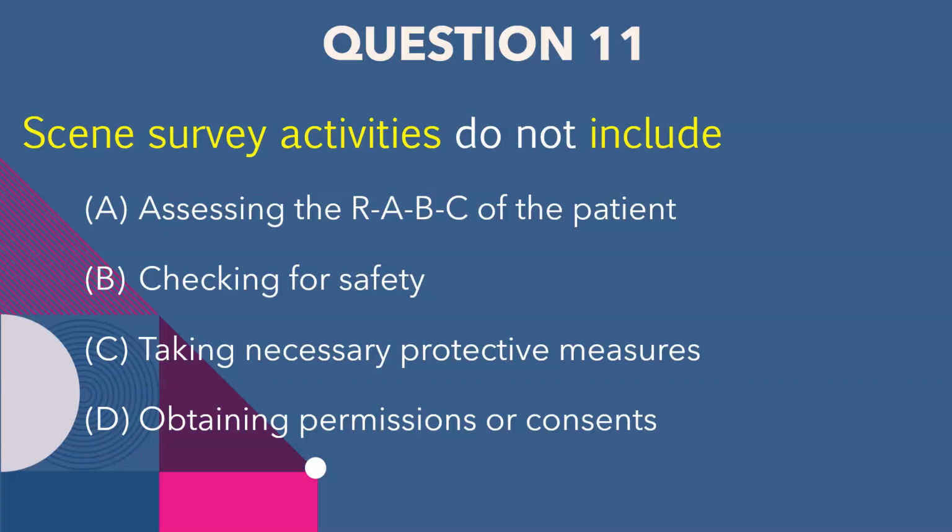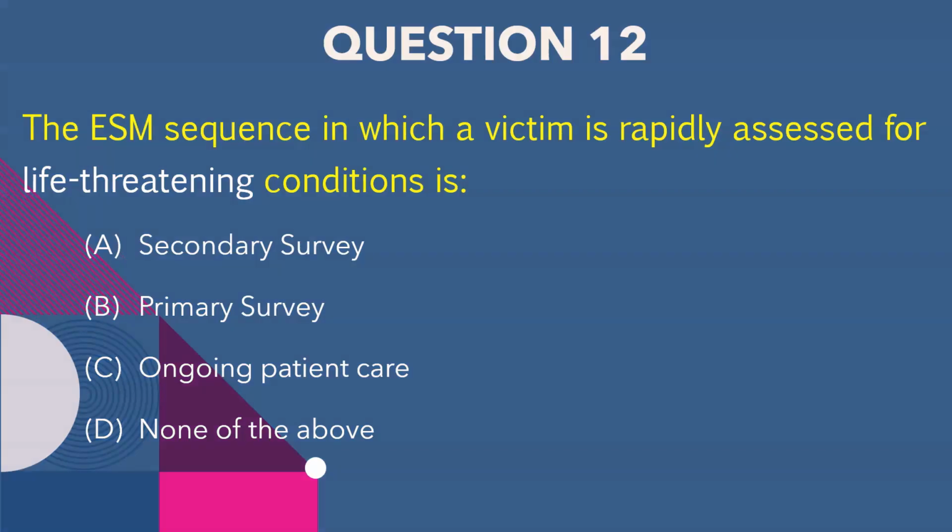Question 12. The ESM, emergency scene management sequence, in which a patient is rapidly assessed for life-threatening condition, is A, secondary survey, B, primary survey, C, ongoing patient care, D, none of the above. Question 13 is coming. Please make your choice to question 12 as question 13 is next.